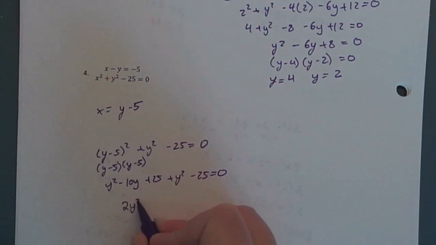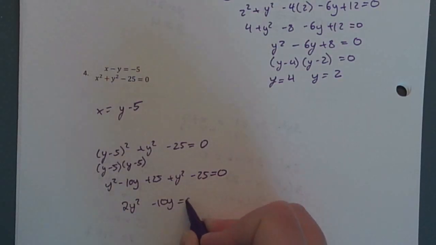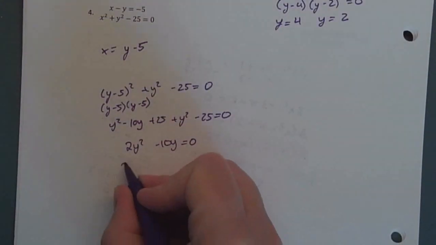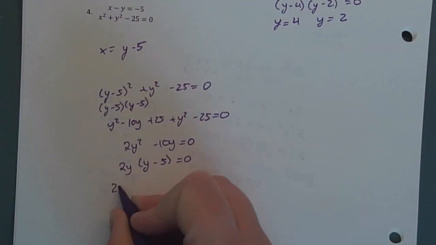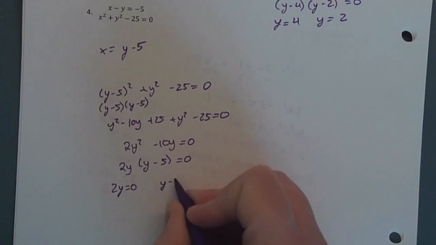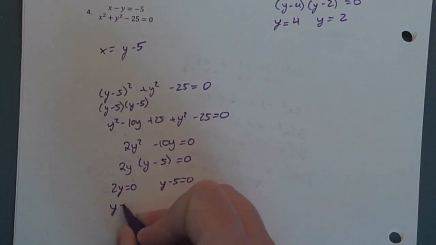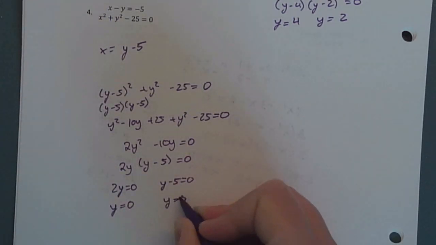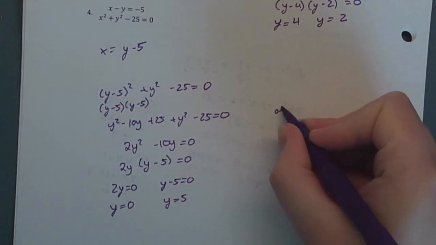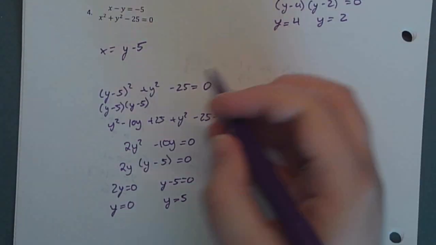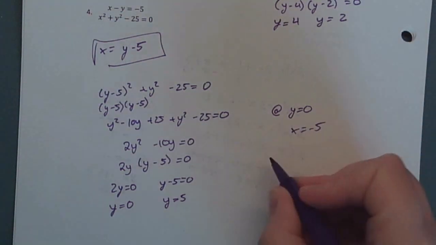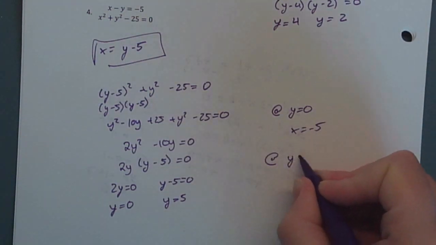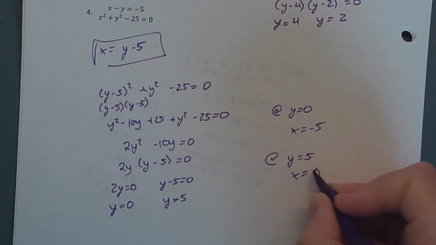Combine like terms, we have 2y squared minus 10y. We factor out the 2y, and we have y minus 5 left. Put both of them equal to 0. We get y equals 0 and y equals 5. If we plug both of them back into our equation that we had right here, we get x equals negative 5 when y equals 0, and when y equals 5, we get x equals 0.